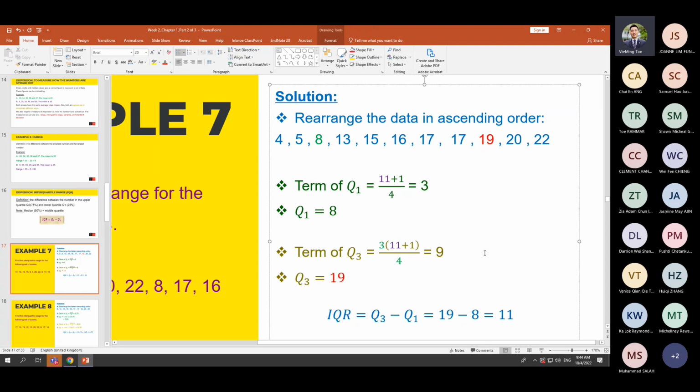Okay, so now we already have Q3 and Q1. Now we can make a conclusion for your inter-quartile range. The formula is Q3 minus Q1. The answer is 19 minus 8. 8 is from here, this green 8. So substitute to here. Simplify, it is equal to 11. Inter-quartile range is 11, positive.